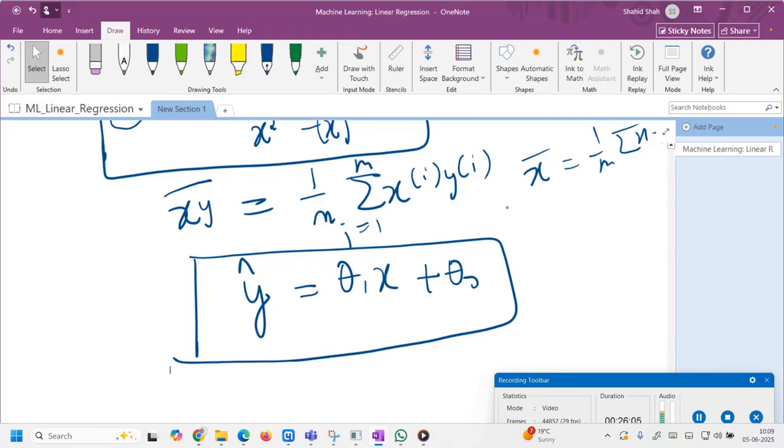I will have one short supplementary video with this for two purposes. One is to generalize this to multiple variables. Here we had just one input, but we can have more than one input. And then we will also see how to implement it in Python.